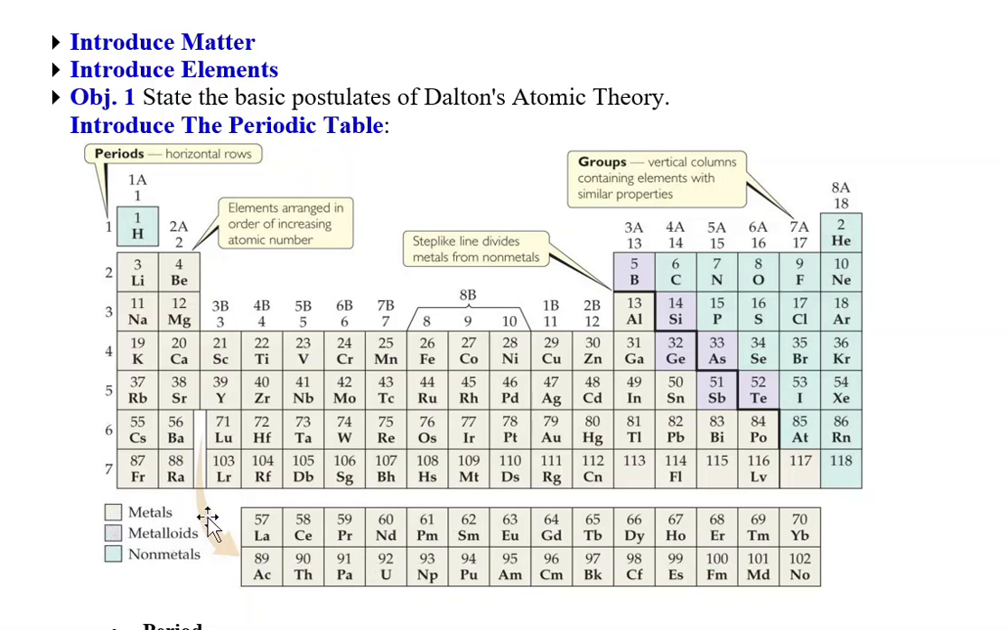So metals, they all have that tan. Metalloids, I didn't actually give you that name, but these are elements that sometimes function as metals, sometimes function as nonmetals, and so we call them metalloids. And then the nonmetals are the green ones. So, quick introduction to the periodic chart.